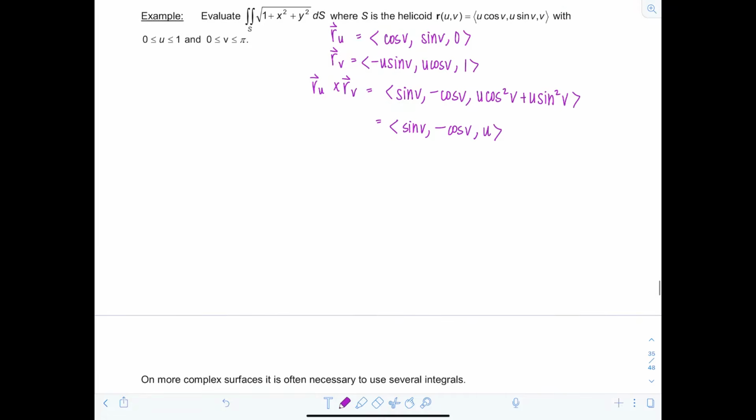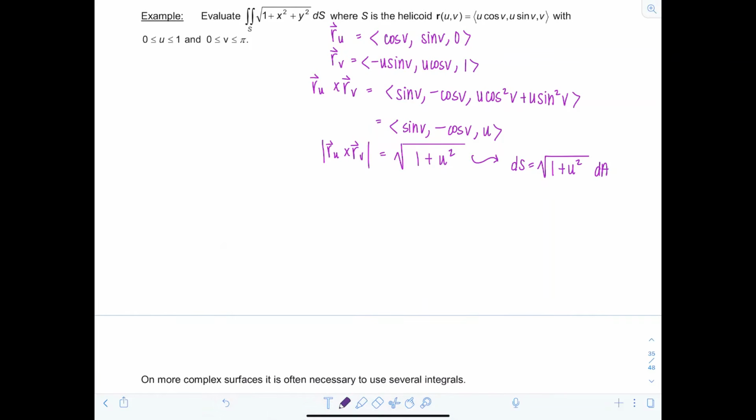Good. Let's take the magnitude before we set up the integral. Do as much tidying up as possible beforehand. So you have the magnitude now of this cross product. So that's going to be the square root of sine squared v plus cosine squared v, that's 1, plus u squared. So what does that tell me? That means dS is equal to the square root of 1 plus u squared dA, dA being either du dv or dv du, depending on how we set it up.